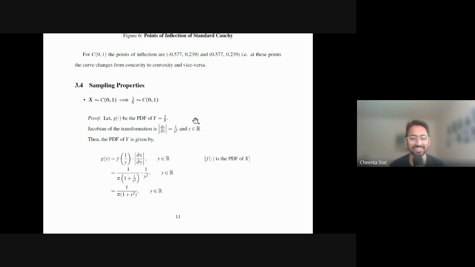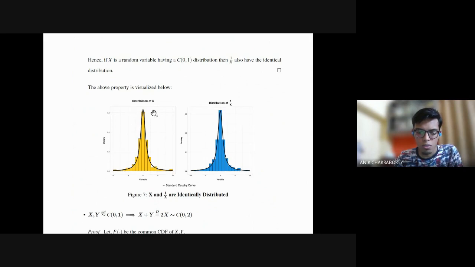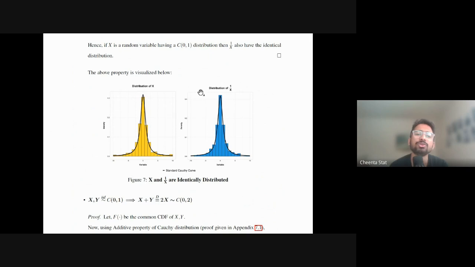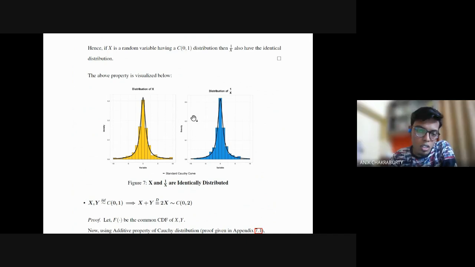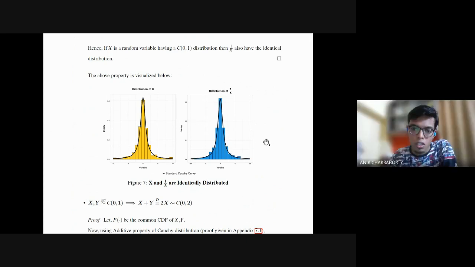Okay, please go ahead. So here is the visual representation of the above mentioned property. So how did you draw these pictures? Like which computing software did you use? I used R software, and by taking some random sample from X and then calculating 1 by X, I have drawn 2 histograms and fitted the Cauchy 0, 1 curve over. Did you use ggplot? Yeah, ggplot.